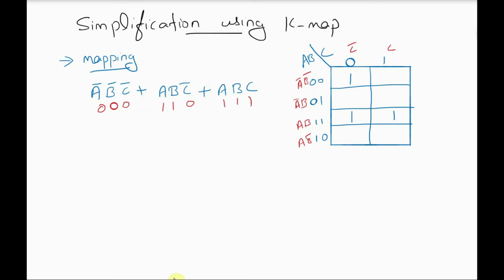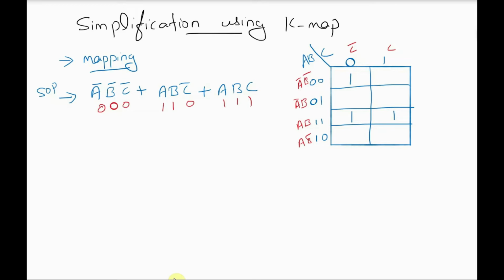We have mapped this expression to 1. Each product term is mapped to 1 because this is a SOP expression. Since this is a SOP expression, sum of products, each product term or min term is mapped to 1. This is how mapping is done.